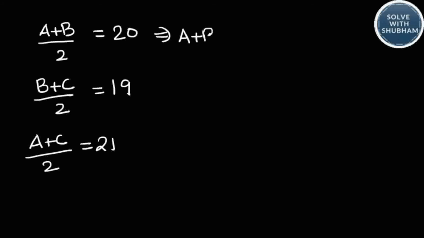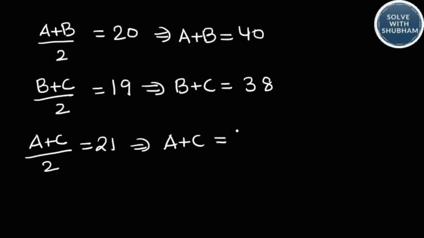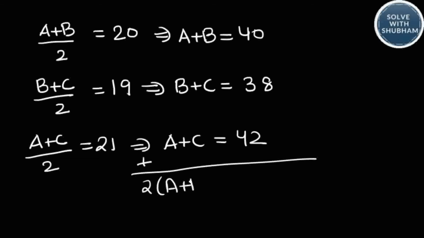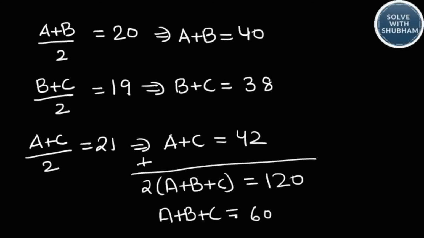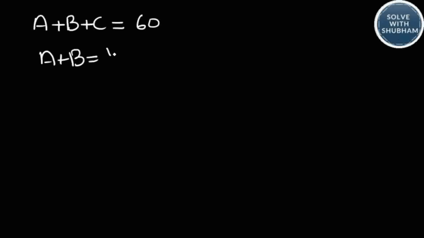This would give A plus B 40, B plus C 38, A plus C 42. Let us try adding all the 3. 2 times A plus B plus C is 120. This would give you A plus B plus C 60. So now here A plus B plus C is 60. First equation, A plus B was 40. When you simplify both, you would get C as 20.